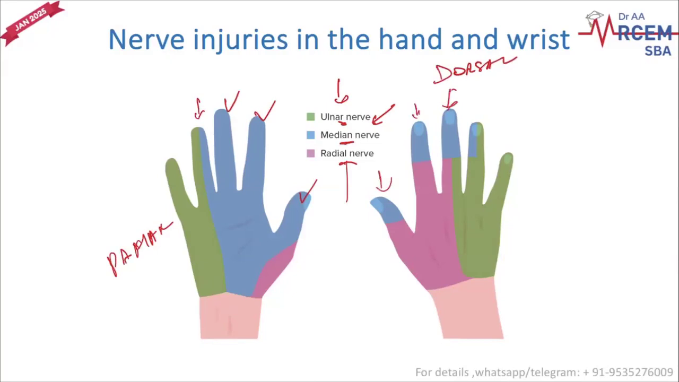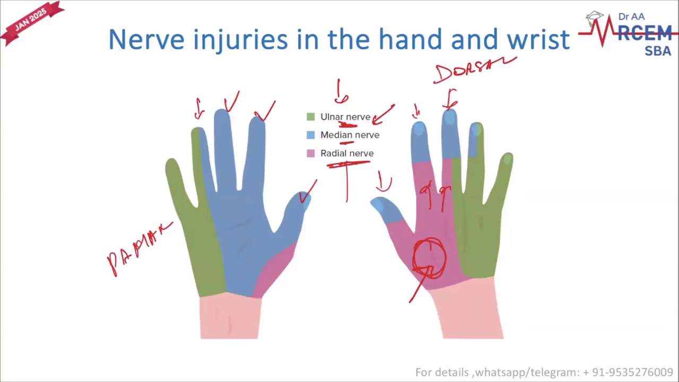What you need to remember, very important. And on the dorsal side, the thumb, index finger, and half of the middle finger is supplied by the radial nerve. The most sensitive area to check for the radial nerve injury is here. First web space, what you need to check for.